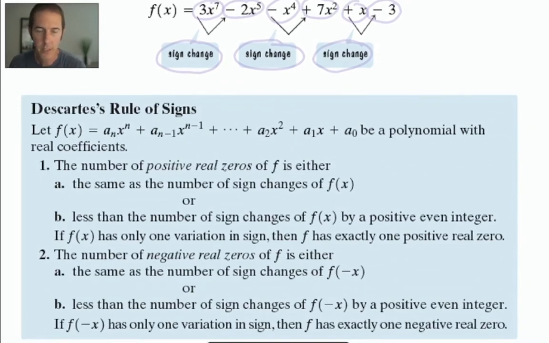Just reading from this, the number of positive real zeros of our function is either the same as the number of sign changes or less than the number of sign changes by a positive even integer.